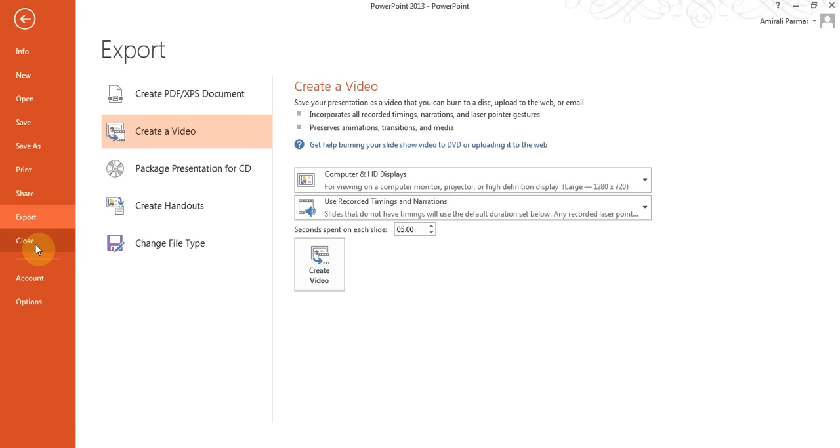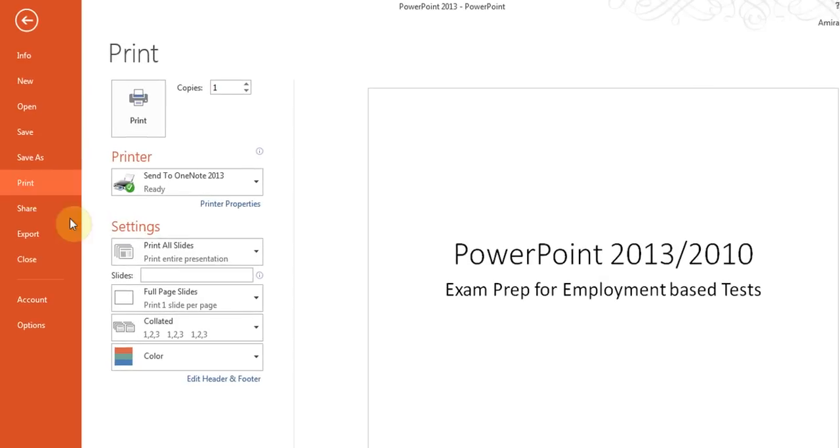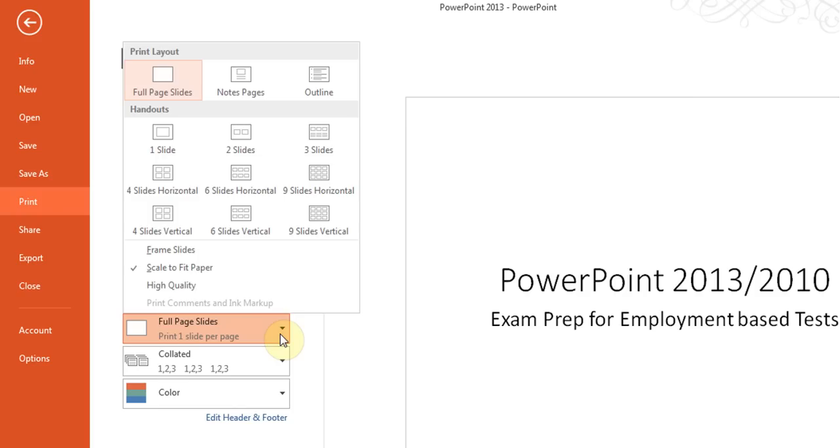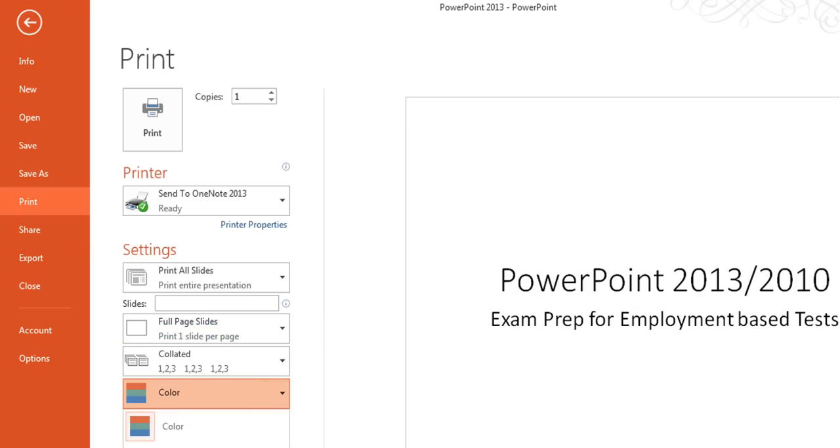Now, another major question here is about printing. So when I click on Print, you can choose the printer and the number of copies. And a lot of other questions will be related to this option here where it says Full Page Slide, because they'll say only print handouts and they might say print 4 handouts per page. So you click it and you need to choose 4 slides, horizontal handout or vertical. If they say to print only the outline, there is the outline option, or they want you to print notes pages, so these are all questions that can be asked. Or color, change it to black and white or grayscale, so they can ask you that question.